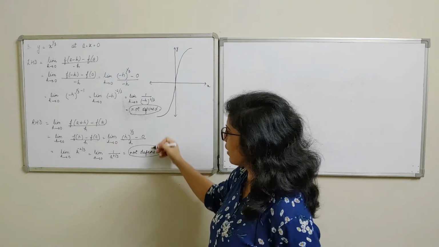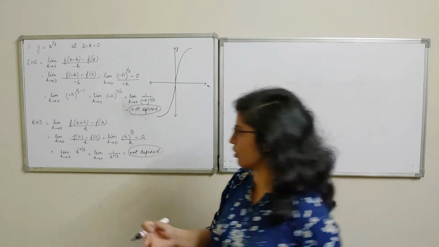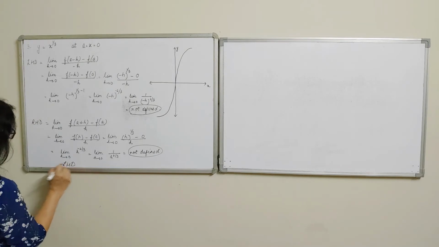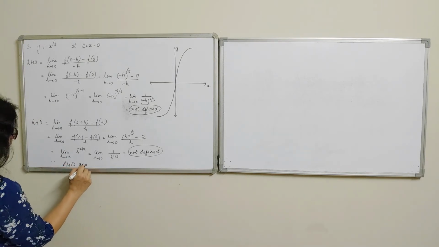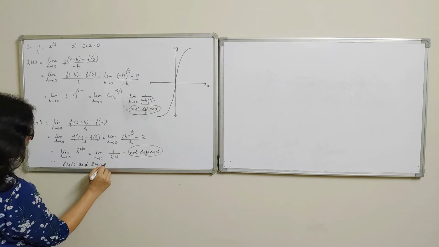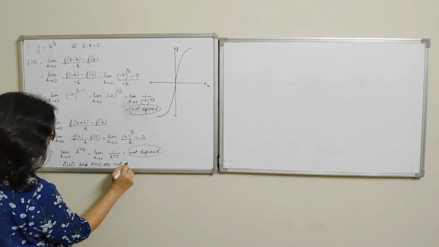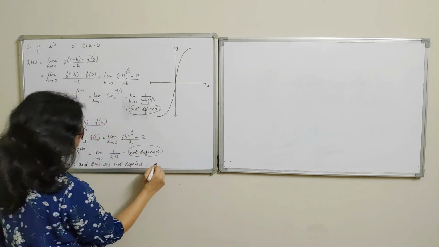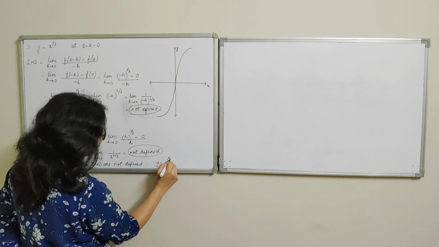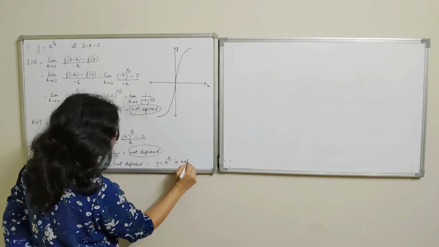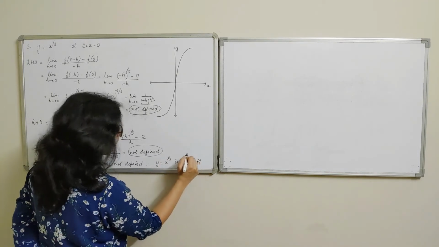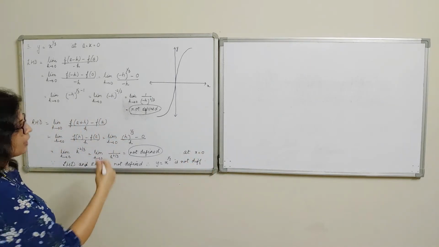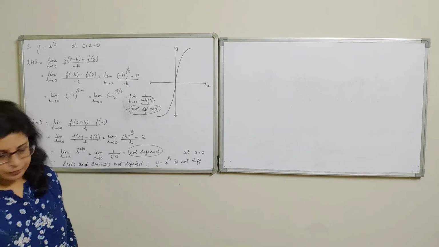When we are saying it is not defined, that means the limit does not exist. Alright, so here we can write down that since LHD and RHD are not defined, therefore this function y is equal to x to the power 1 by 3 is not differentiable at the point x is equal to 0.